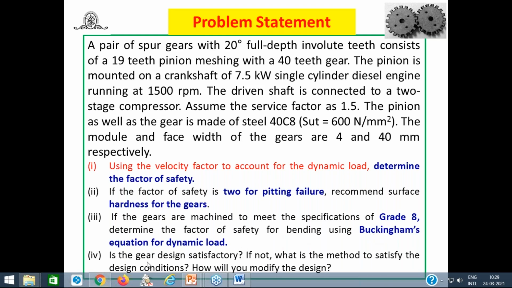And the last one: is the gear design satisfactory? If not, what is the method to satisfy the design condition and how will you modify the design? This is one very good example, or a problem, to understand the concept of design of spur gear.